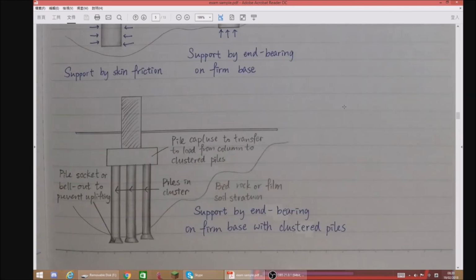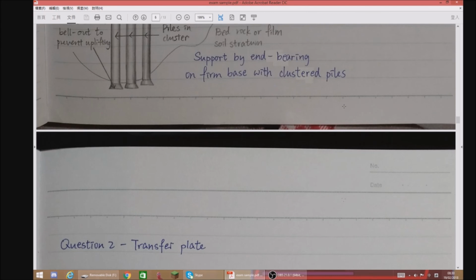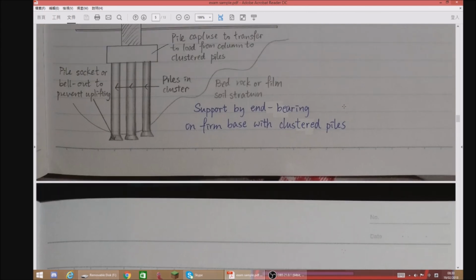This shows you some of the typical foundation types, and you also need to draw one during the exam. This is the end of one of the examples of the foundation system.